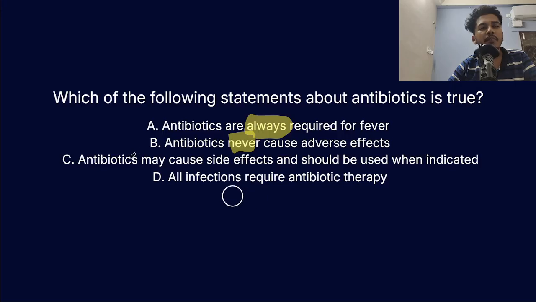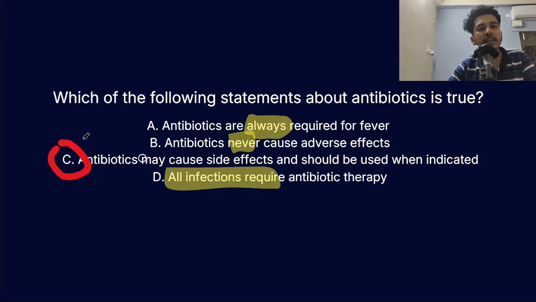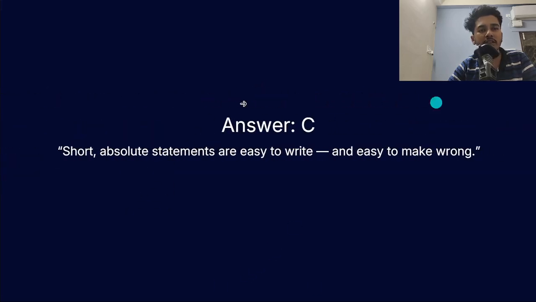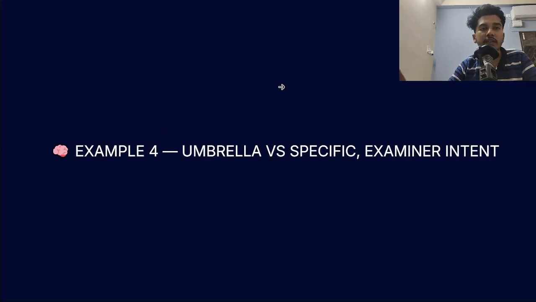Now option D, all infections require. All infections, no. So even if I don't know what antibiotics do, I can think, okay, option C, which says antibiotics may cause, there is a "may", a clause there. So C is most likely the correct option, and it turns out yes, it is the correct option. Short absolute statements are easy to write and easy to make wrong. So your correct answer is going to be longer. It is going to be not so absolute.